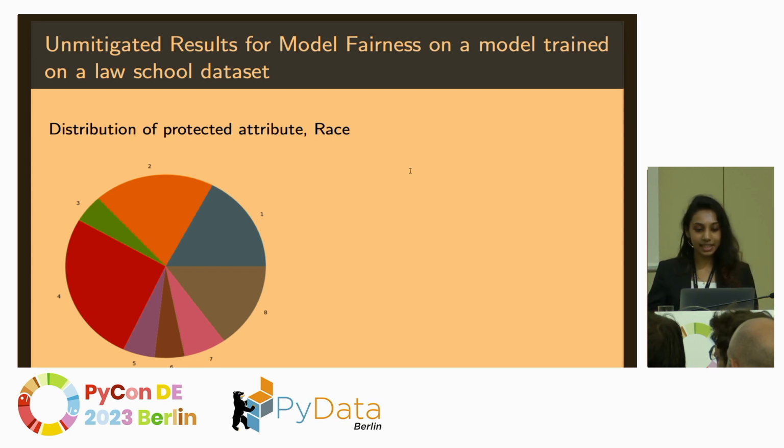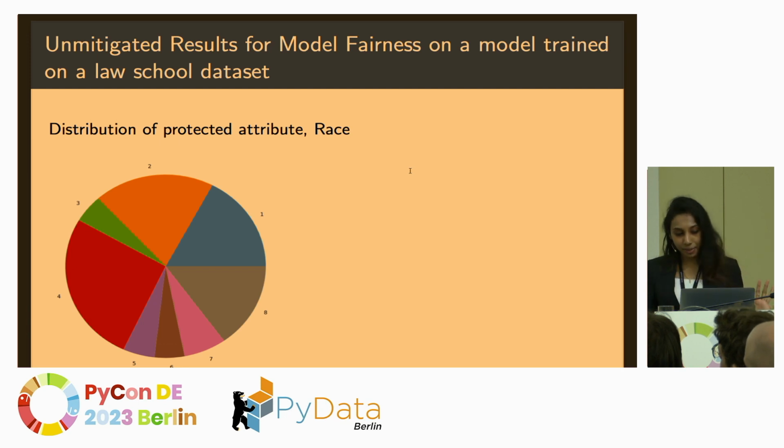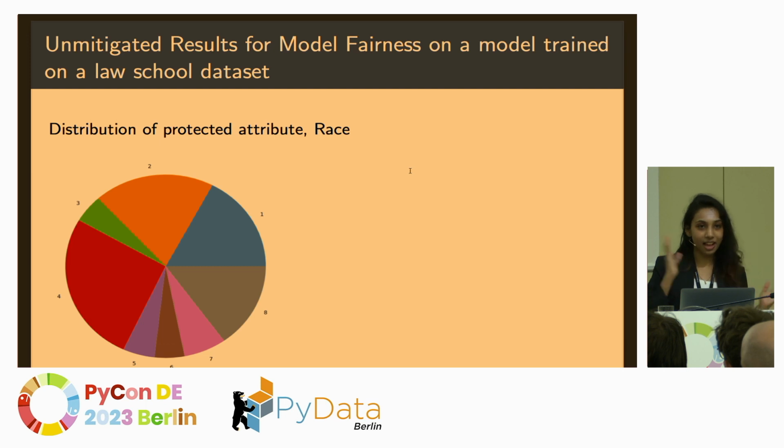This is the data set that I've used, and this is the distribution of the protected attribute race. You can see race from 1 to 8. And you can see that our data set is not very balanced. Race 4, the red one, has a very high population, while 3 and 6 have a relatively lower population.